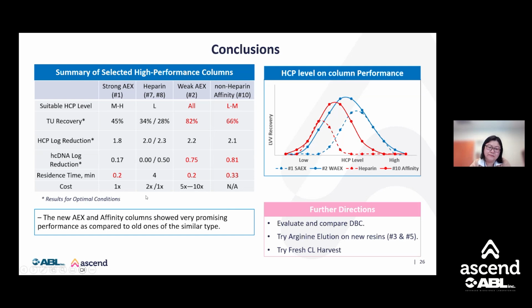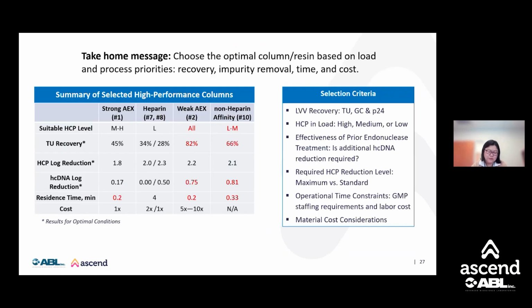The heparin resins are also cost effective, but they run at a much slower speed. So in the future, we could further evaluate the dynamic binding capacity of each column under their optimal conditions, examine the arginine elution effect on 2 of the new resins we haven't had a chance to do, and then confirm the column performance using fresh harvest. So the take-home message is you have to choose your column based on the load condition and your process priorities.